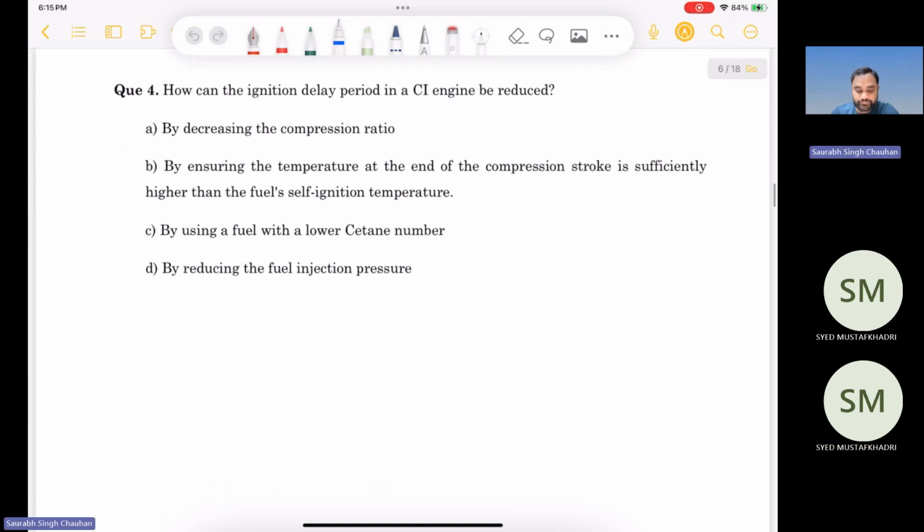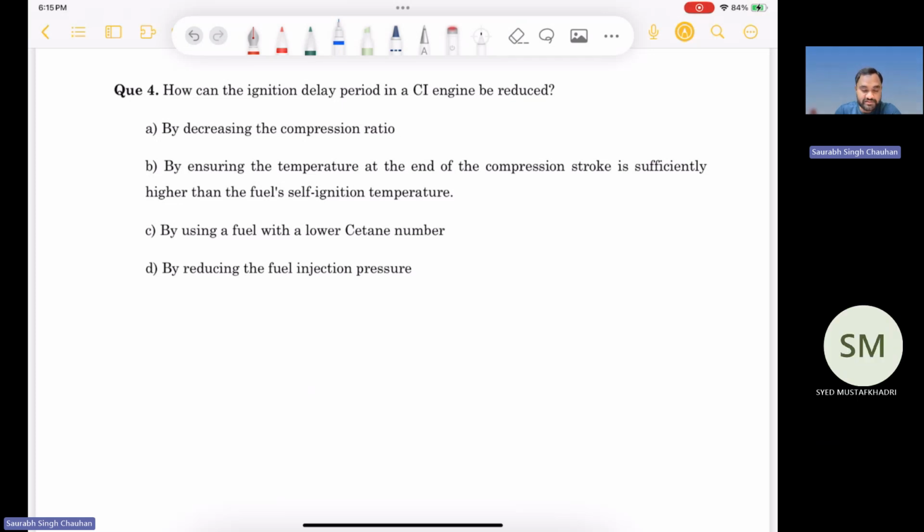Question number 4. How can the ignition delay period in a CI engine be reduced? First of all, you should know what the ignition delay is, right? In a CI engine, as we have discussed many times, instead of a fuel-air mixture we get only air during the intake stroke. That air gets compressed during the compression stroke and becomes very hot. In that high temperature air, the fuel is injected using a nozzle, and because of the higher temperature, that fuel gets auto ignited.